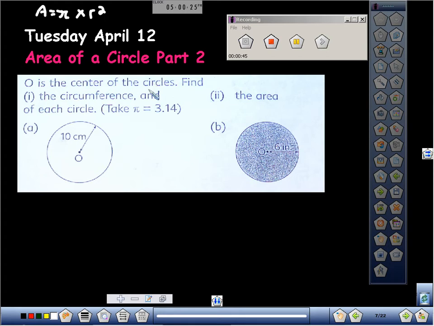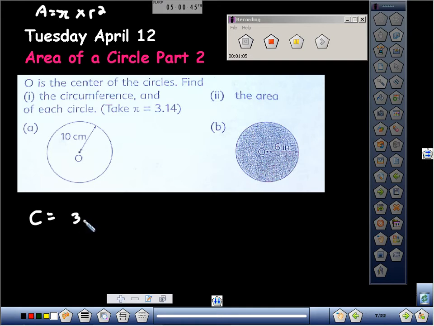O is the center of the circles. Find the circumference and find the area of each circle. So this first one, we want to find the circumference first. Circumference equals pi times diameter. So the radius is 10. If we double 10, we get 20. Okay, so the diameter is 20.